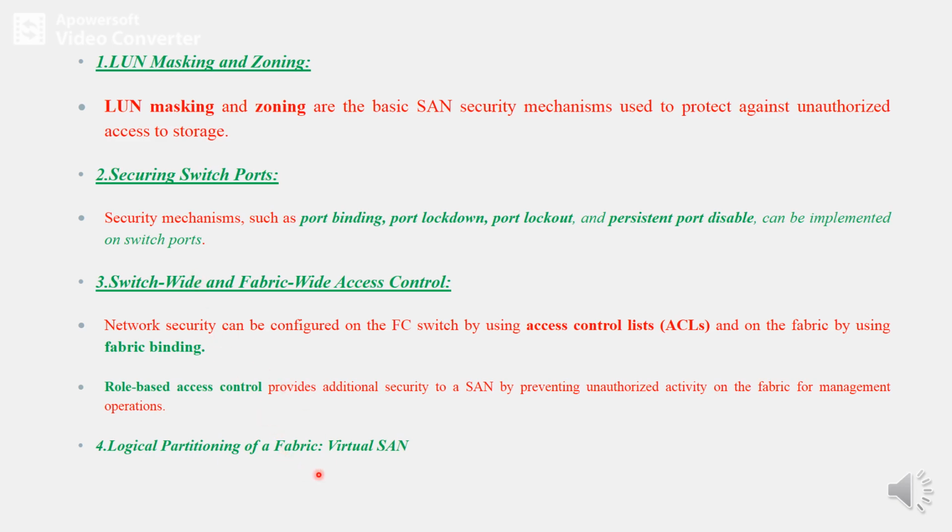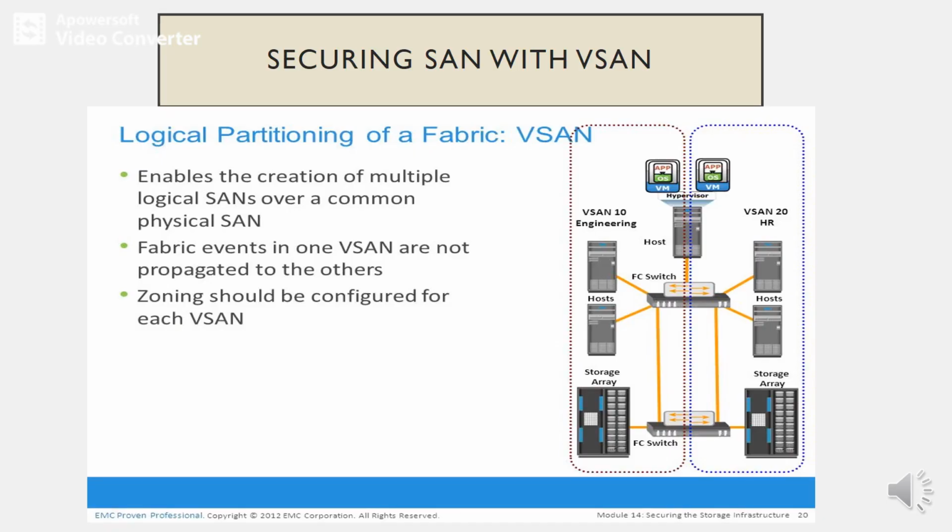The virtual SAN enables the creation of multiple logical SANs over a common physical SAN. This virtual SAN provides the capability to build larger consolidated fabrics and still maintain the required security and isolation between them. Logical partitioning of a fabric, that means vSAN or virtual SAN, enables the creation of multiple logical SANs over a common physical SAN.